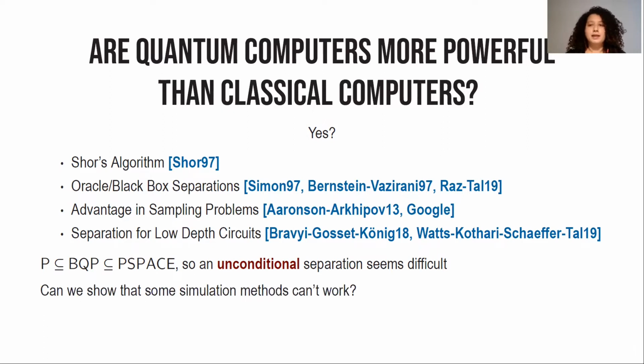We have some techniques that show a simulation of quantum computers using classical computers. So can we prove that these specific simulation techniques do not work? That means that there are some quantum computations that they cannot simulate efficiently. So this is the main question that we are interested in here.